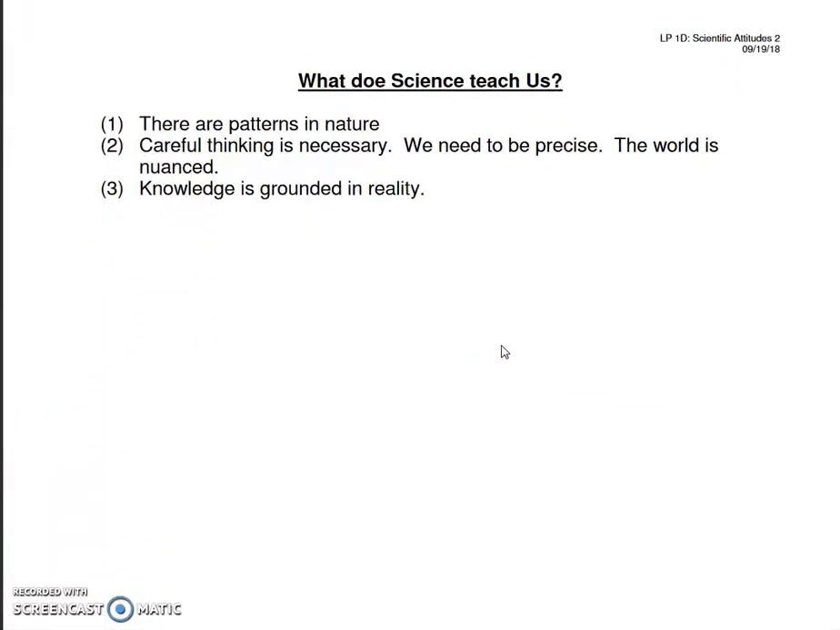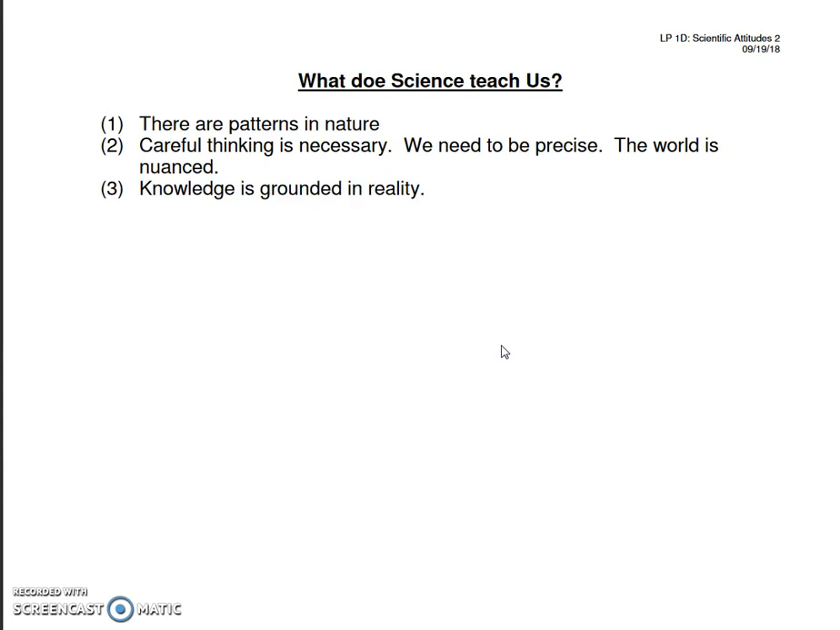And some of the things that science teaches us, and this is why I think learning science is important, is that there are patterns in nature that we can figure out. Sometimes they're very obvious patterns, and sometimes these patterns are very subtle. The second thing, careful thinking is necessary. We need to be precise, and the world is nuanced. So we do have to be very precise about the language that we use and be very careful about how we're using it. And I'll show you a couple examples where we need to be precise in some of the language that we use and problems that can occur if we're not precise.